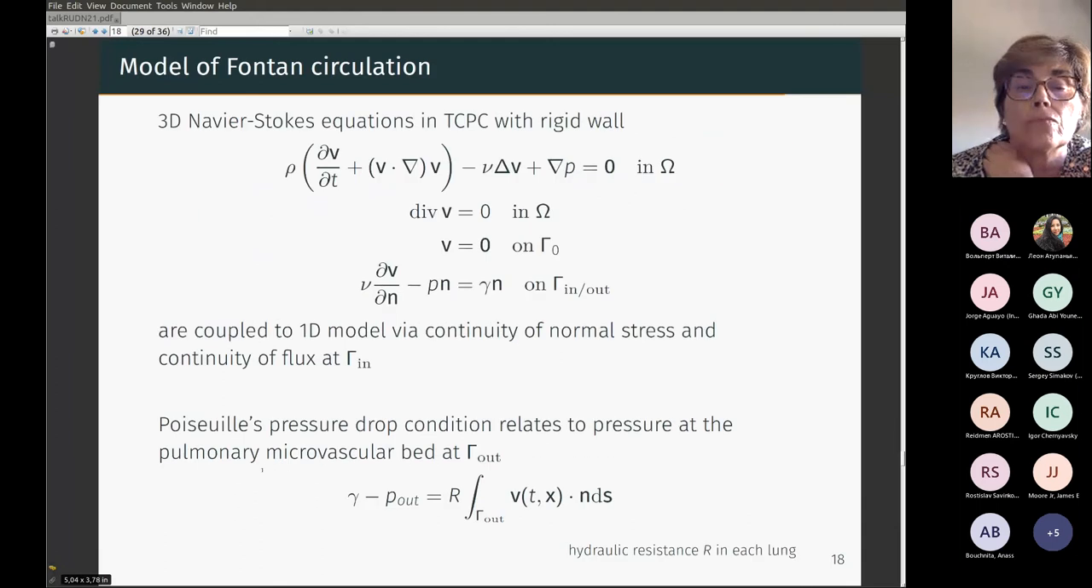So the 3D Navier-Stokes equations with rigid wall are just written clearly here. The normal component of the stress is balanced by pressure at the boundary on inlet and outlet of this total cavopulmonary connection. And the 3D model is coupled to the 1D model at the inlet of TCPC via continuity of the normal stress and continuity of the flux. And at the outlet, which are the pulmonary arteries of TCPC, we impose the Poiseuille pressure drop condition, which relates pressure to the pulmonary microvascular bed and the flux.